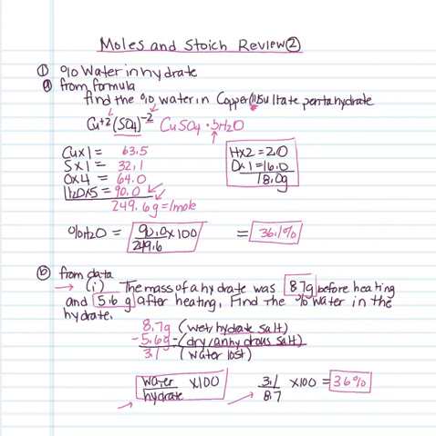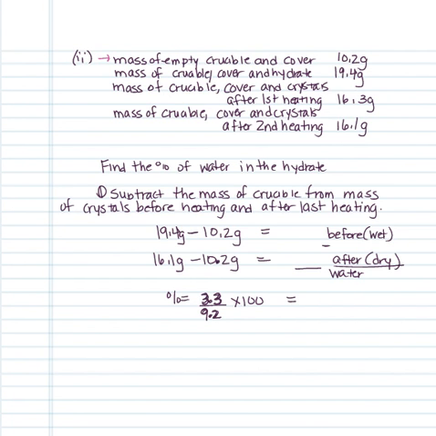If we want to find the percent of water in a hydrate using a different kind of data, they might give us more involved data, where they might give us the mass of an empty crucible with its cover. Remember, the crucible is the container. Give us the mass of the crucible, cover, and the hydrate crystals before heating, and they might give us one or more masses, including the crucible and the cover, after the heating. We're going to need to find the percent of water in the hydrate.